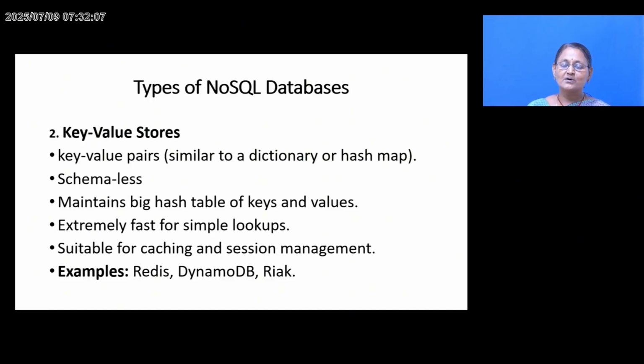And also NoSQL supports the key value store data model to store and retrieve information. In this, the concept of a key and value pair is used to store and retrieve the information. This also supports schema-less, and it maintains a big hash table of keys and values in order to store and retrieve information very fast. This is extremely fast for simple data, managing simple data content, and suitable for situations.